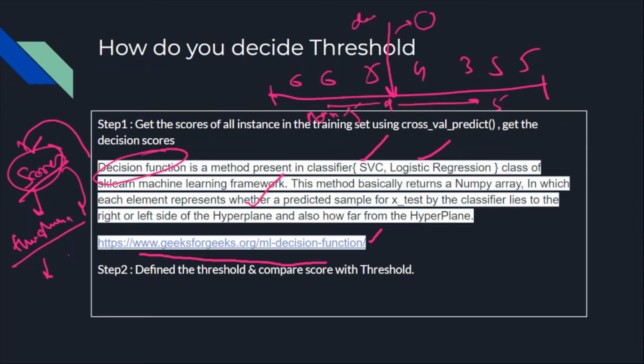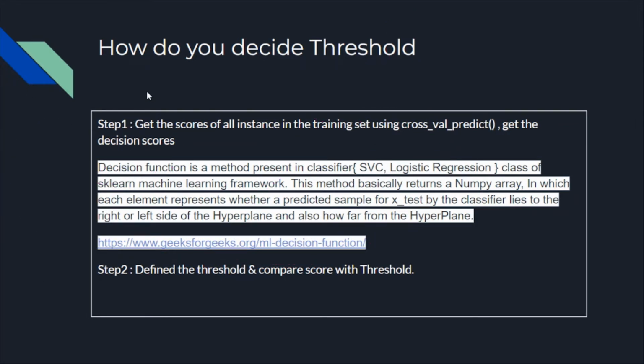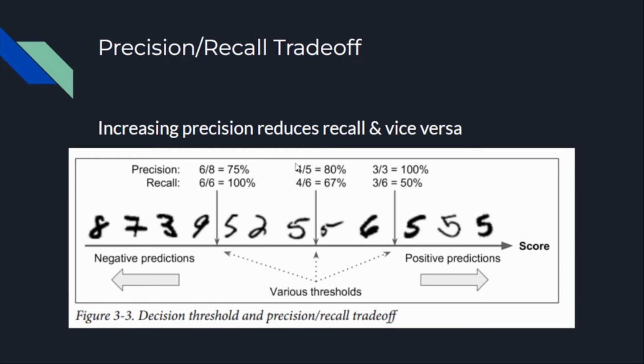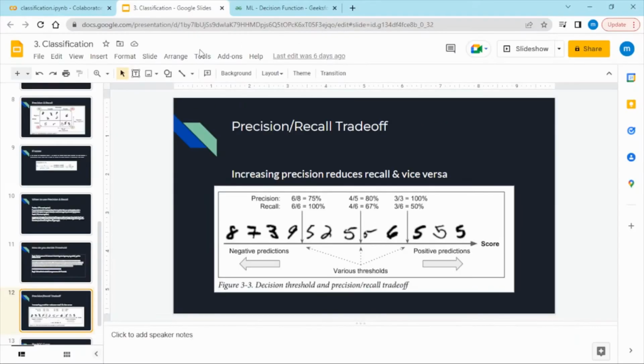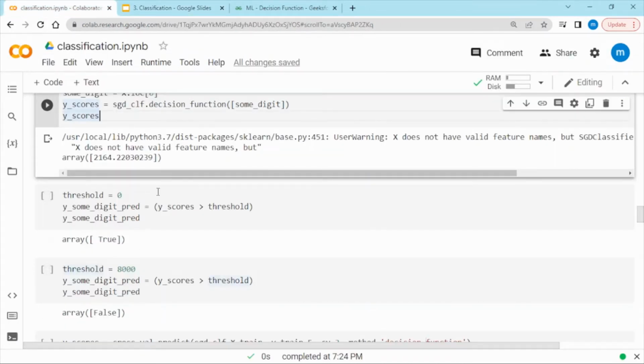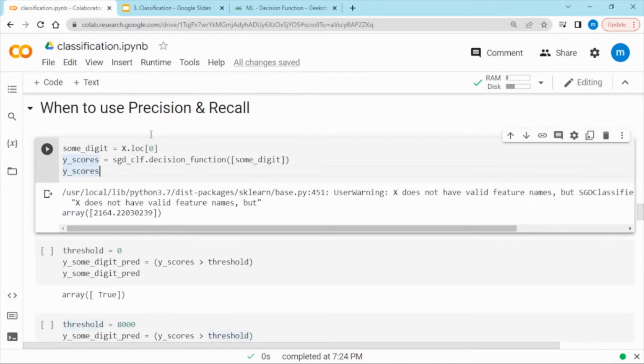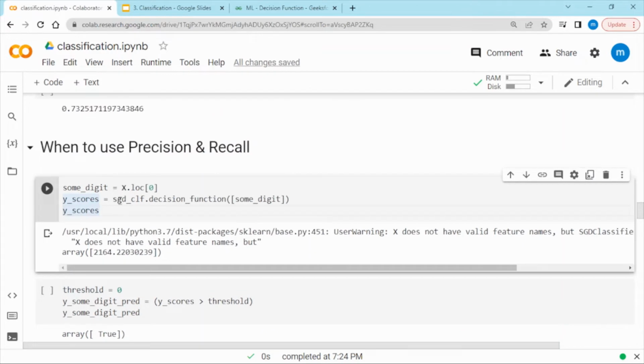Now let's move to the next. Okay, so as I explained, this is okay. Let's come to the precision and recall trade-off later, but let's see in the notebook how to calculate that. As I mentioned, you will get the score using the decision function. This already comes with the algorithm.